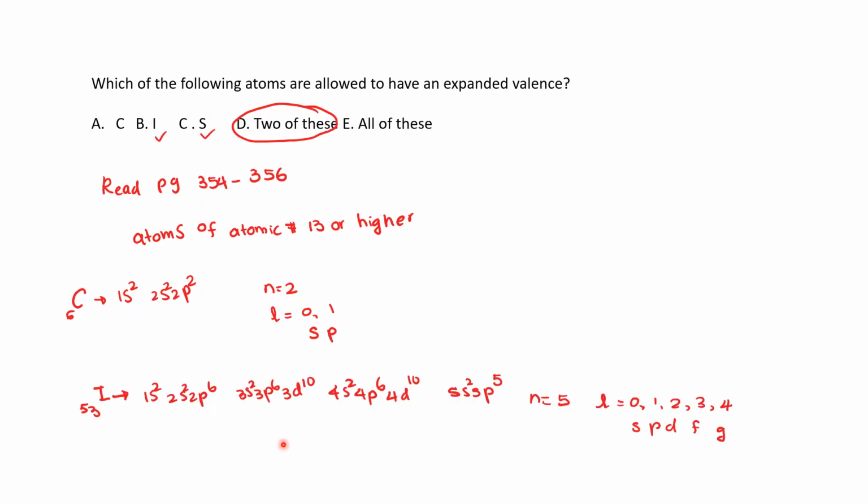So let's go to iodine. When you write the electron configuration, you will see your valence shell is 5. That means n equals 5.